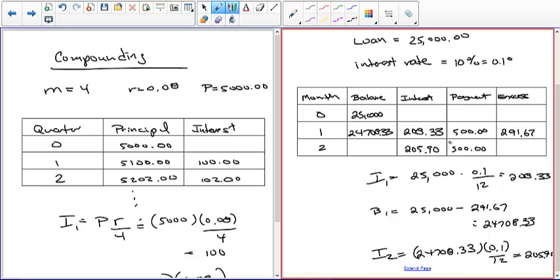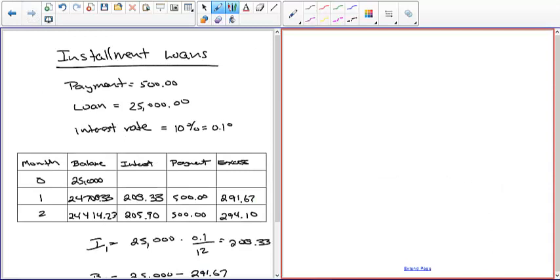Okay, let's put my calculator again. Got a little confused there. Subtract. So 500 minus 205.9 is 294. And so my balance is going to be this minus that. So I got 24,414.23. Okay, so those are the two things relating to the loans and compounding.